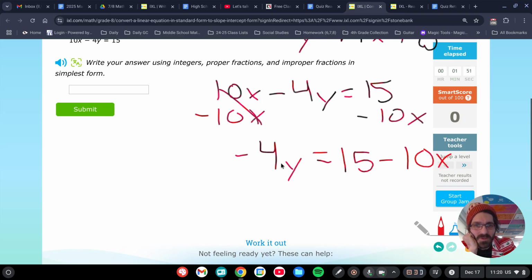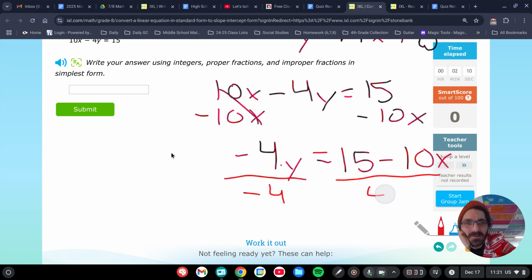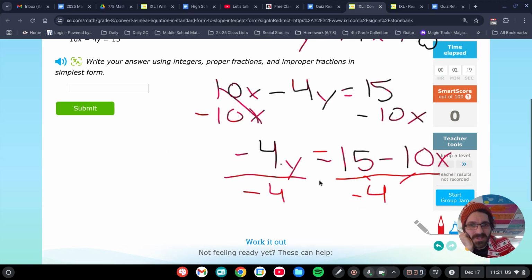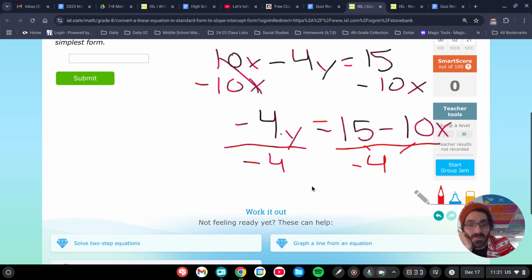We have a negative 4 times the y, right? So we want to use inverse operations, or opposite operation, and do it to both sides to get y by itself. So since we're multiplying by negative 4, we want to divide by negative 4. That's the opposite operation. Okay? And we have to do that to both sides. And we're technically doing it to the 15 as well as the negative 10x. Right? That's a negative. I can't forget that. So now negative 4 divided by negative 4 is just 1. So we are left with y, which is great. That's what we want.